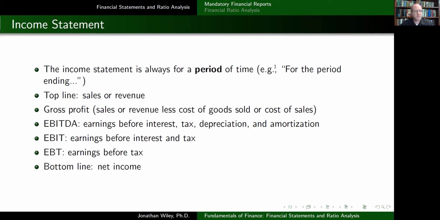So if a firm says that they've improved the top line by 10%, what that would mean is generally they've improved sales or revenue by 10%. If they say they've improved the bottom line by 15%, that means they've increased net income by 15%. So when you see top line and bottom line, that's basically what it's referring to: literally the top line of the income statement or the bottom line of the income statement.